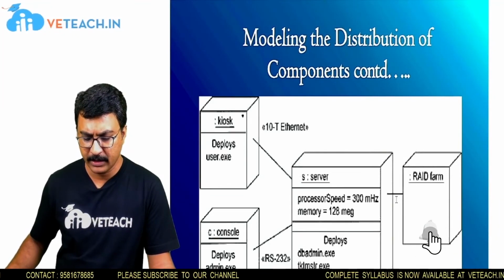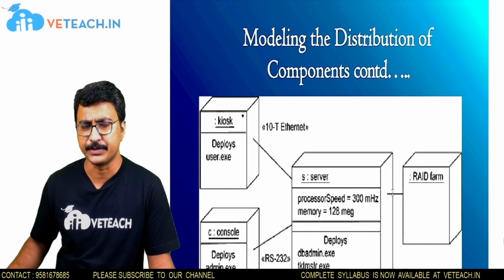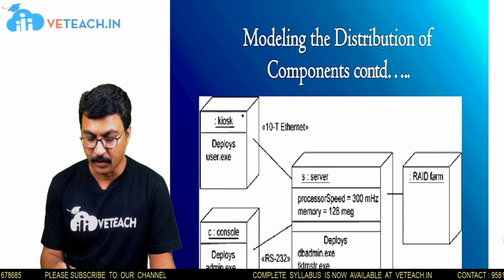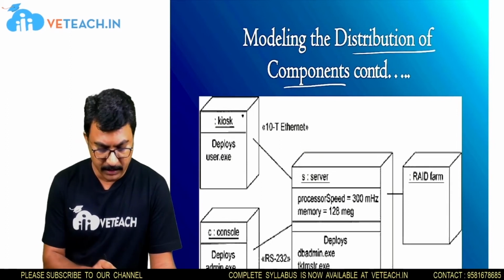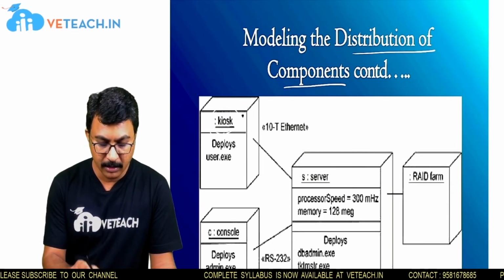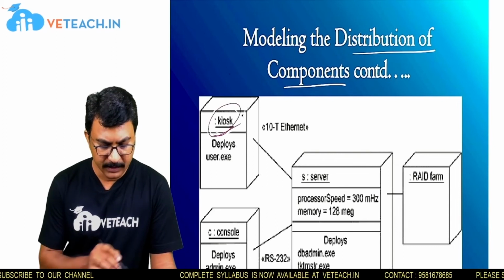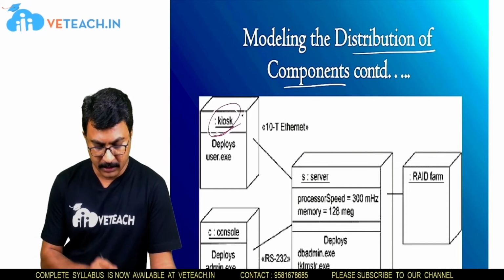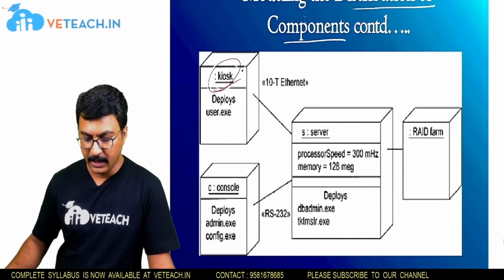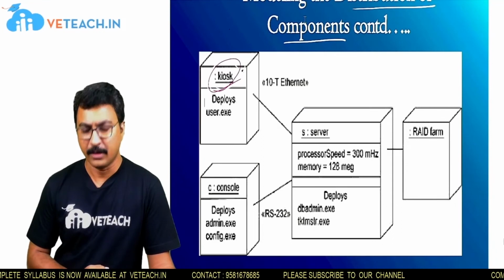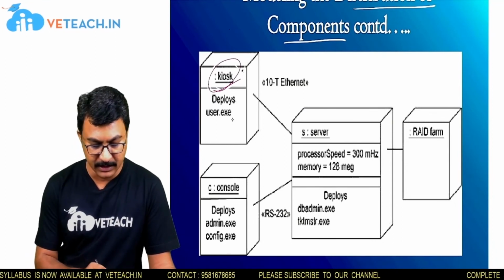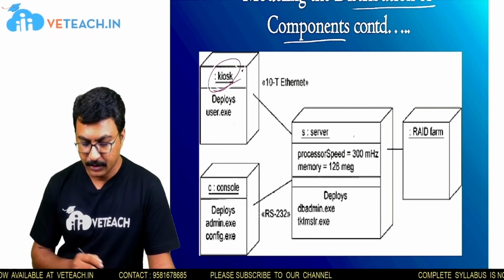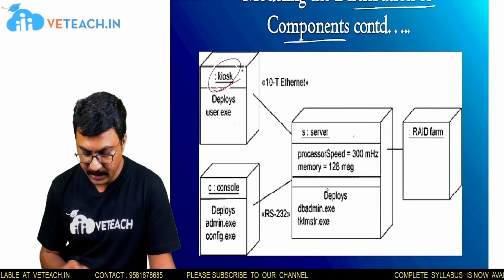Physically denoting it, the same form of diagram that we previously represented for processors and devices can now be rendered as distribution of components. How did we show it? The same kiosk has been represented as a node now, a console has been represented as a node, and a RAID farm has been represented as a node. Now the notation is a physical node representation along with the server. You can see that there are components additionally added to it.